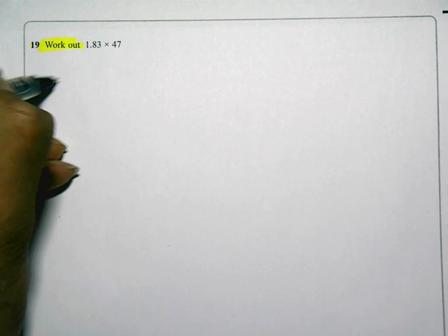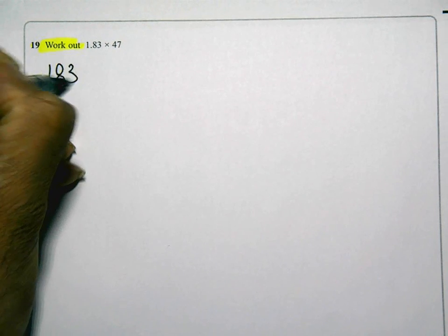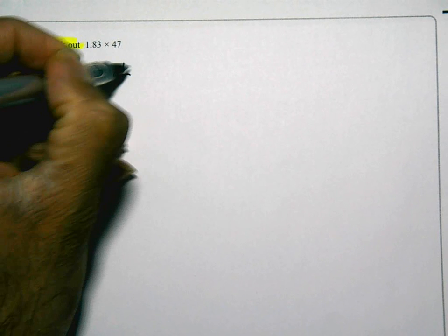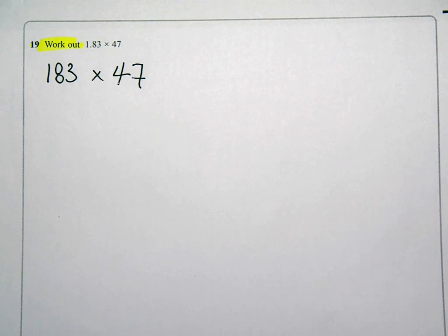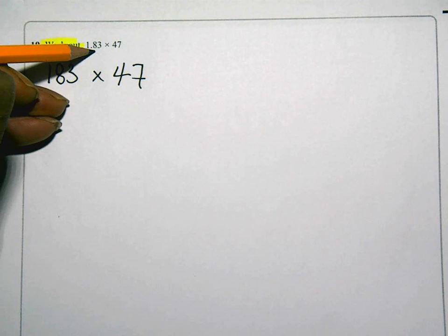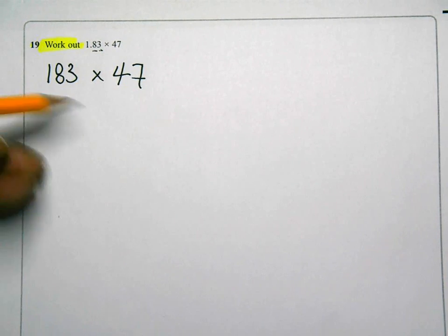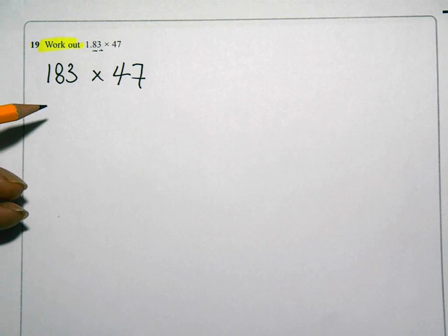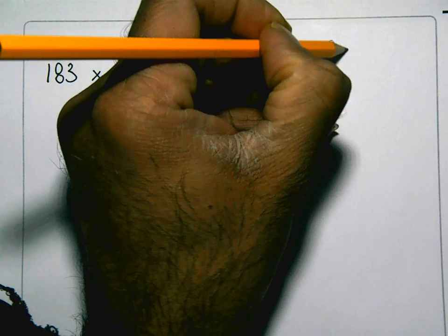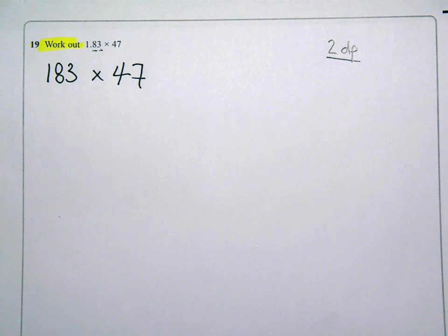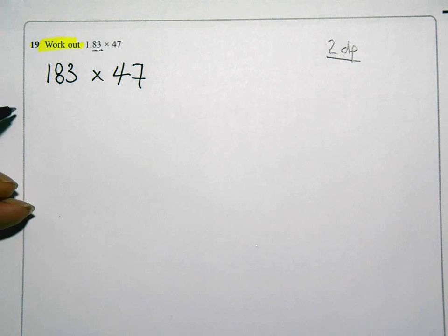Right? I'm going to work out 183 times 47, and in the question, you can see here there's two numbers after the decimal point. So when I work this out, in my answer, I'm going to put in 2 decimal places. Right, so 2 decimal places, and I've just written that there to remind me, so once I do all my workings, I don't just actually forget it, leave the question and move on.